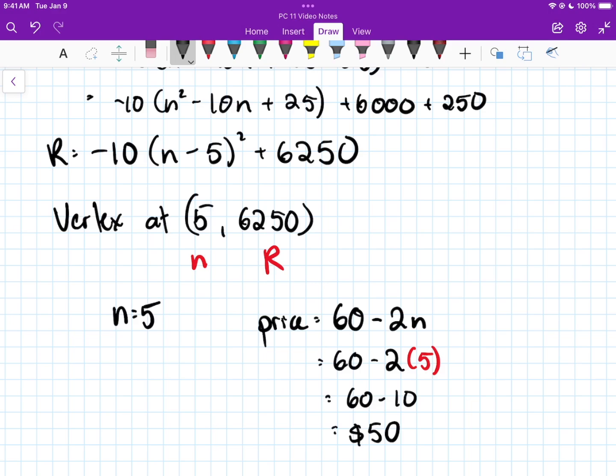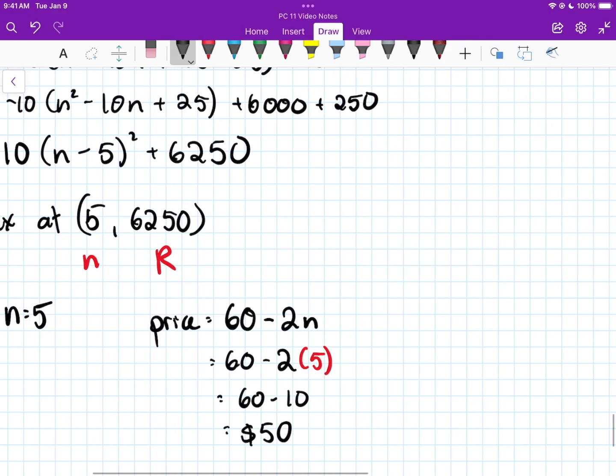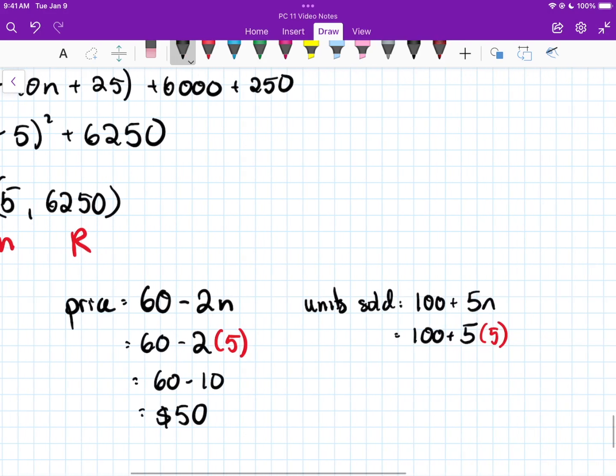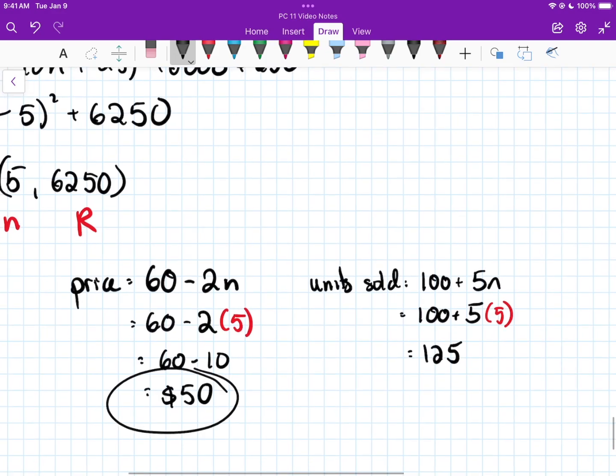The question didn't ask us for how many units we're going to sell, but sometimes they might, so let's figure that out too while we're at it. Remember, our sales was starting at a baseline of 100 and then adding 5 each time. So that's going to be 100 plus 5 times 5, which is going to be 125. So there we go. Our best possible price is going to be $50, which is going to get us 125 sales. Anything more than that or less than that, we'll be making less money.